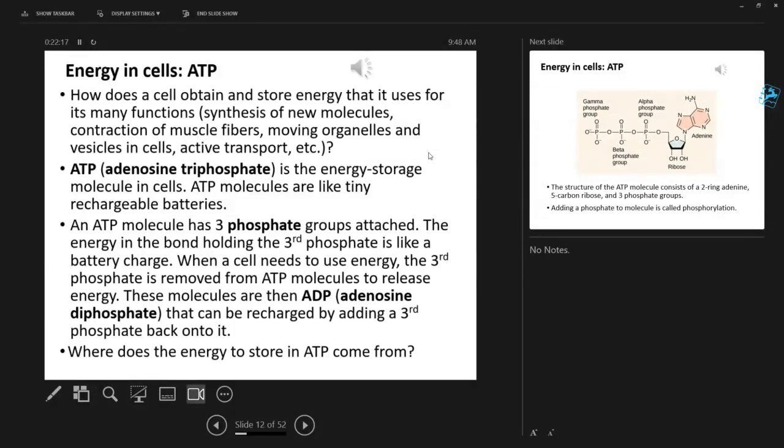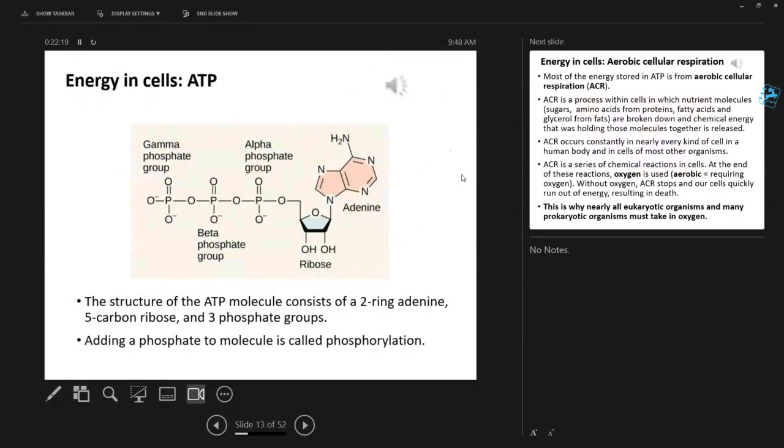Let's look at ATP, the molecule, and it's called adenosine triphosphate. This is the adenosine part here, and then there's 3 phosphates here. Why it's called triphosphate. Tri means 3. And this third phosphate is held on by a bond and that's the stored energy. So that's like the battery charge.